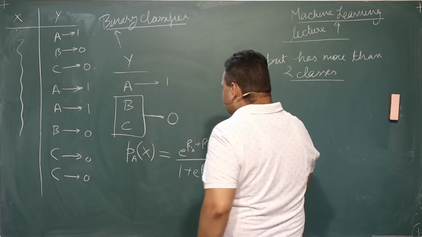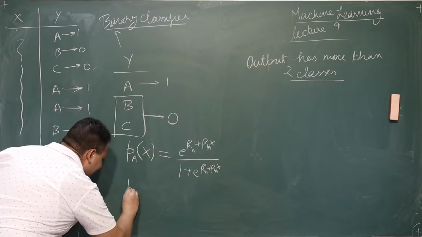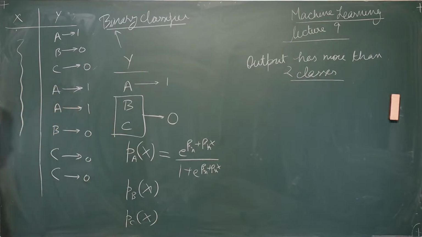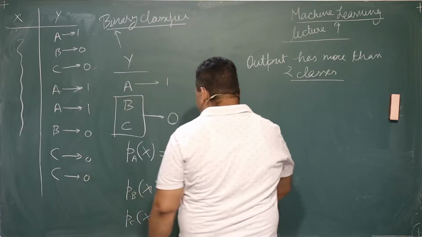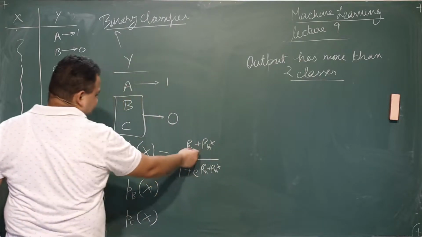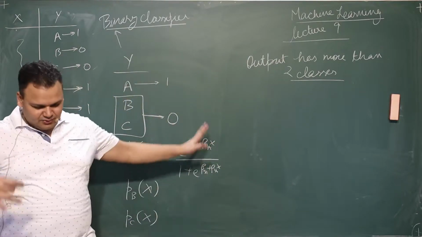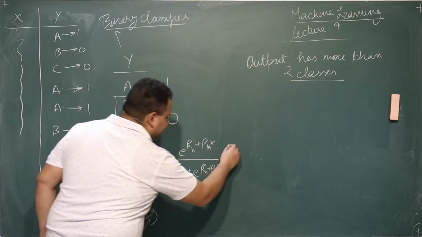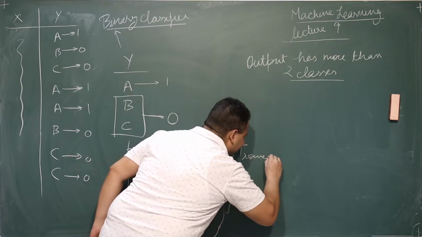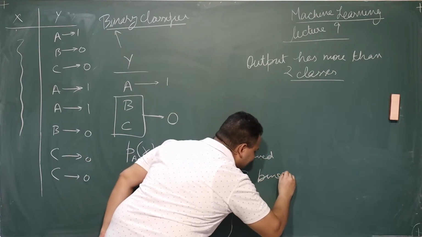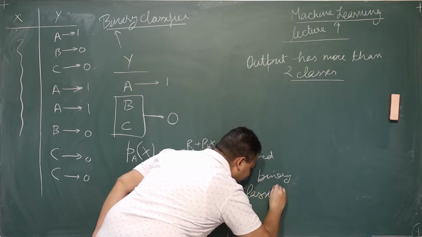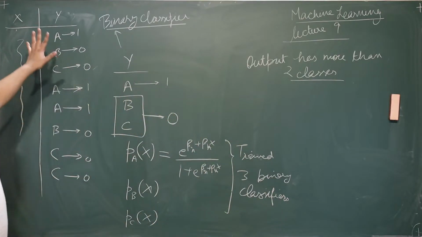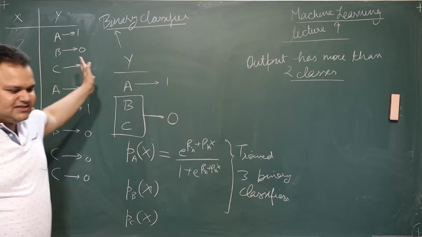Now similarly you can find out P_B(x) and P_C(x). After training you'll find these coefficients, beta 0 A, beta 1 A, and so on, for all the 3 different classifiers. So you have trained 3 binary classifiers. This is based on the data set that is available to you.